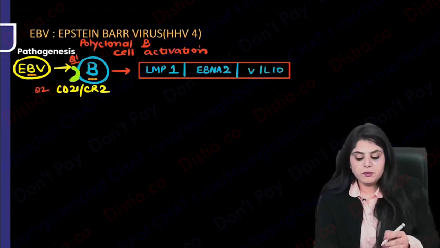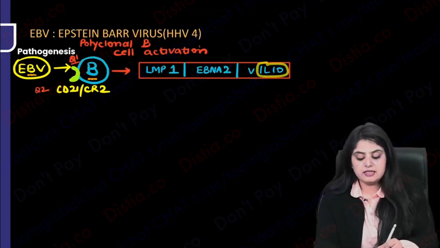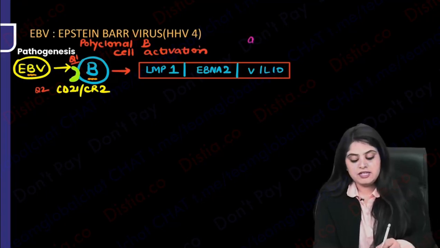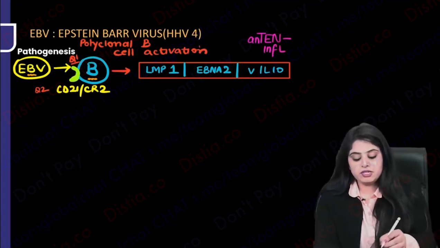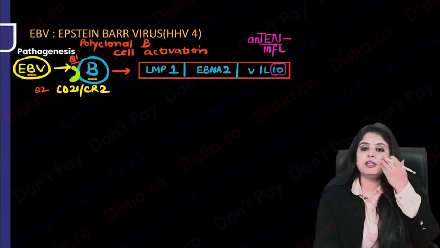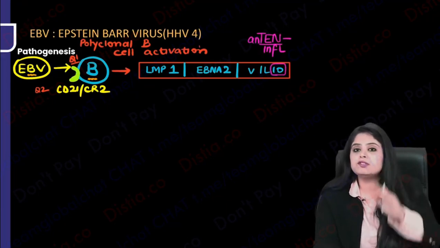Guys, if you remember from pathology, what was interleukin 10? Was it pro-inflammatory or anti-inflammatory? We used to do one mnemonic. We had done "an-10 inflammatory", which is the only interleukin which is anti-inflammatory, that is the 10 one. So we had learned anti-inflammatory and 10. So this will stop the inflammation.